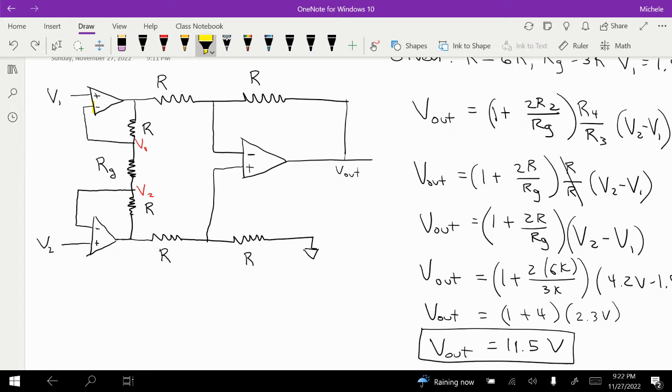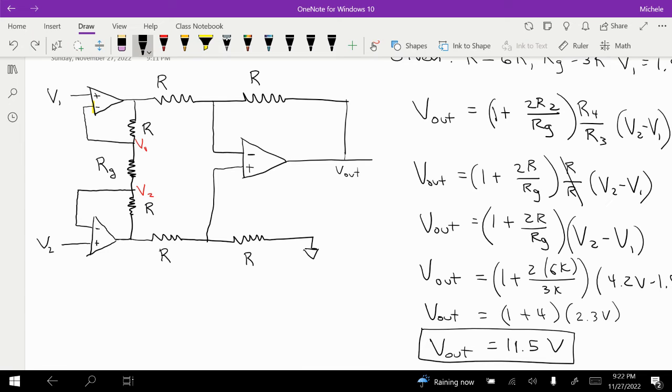Okay, so what that does is that allows me to find the current through RG. And once I can find the current through RG, then I know the current through R here, and I know the current through R here. And what that is great for is if I know this voltage at V2, and I know the current through this resistor right here, then I can figure out the voltage here. And the same thing, if I know this voltage, V1, then I know the current through this R, then I can find the voltage at this point right there too. So that's what I'm going to do.